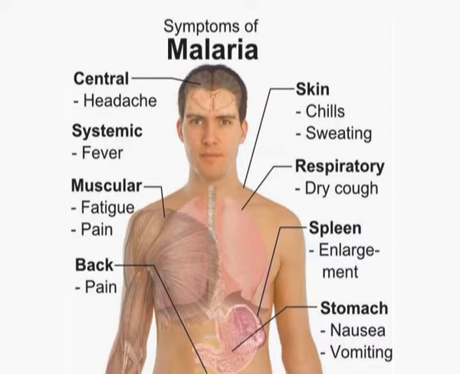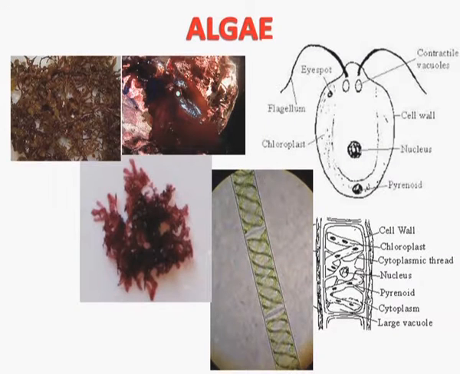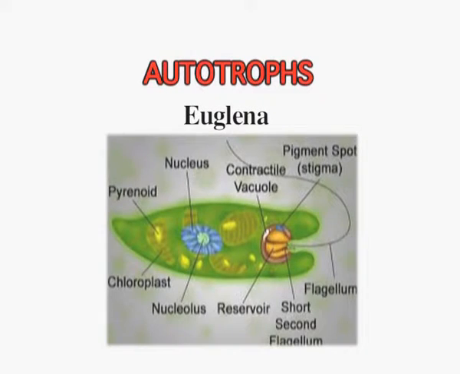They can either be parasitic, as I have said that the parasitic ones will live inside the body of the host. For example, trypanosoma and leishmania, and can cause diseases. Leishmania causes kala-azar, whereas trypanosoma causes sleeping sickness in human beings. They can be autotrophs, for example, euglena, which can manufacture its own food with the help of chlorophyll. They can be saprophytic or they can be heterotrophs.